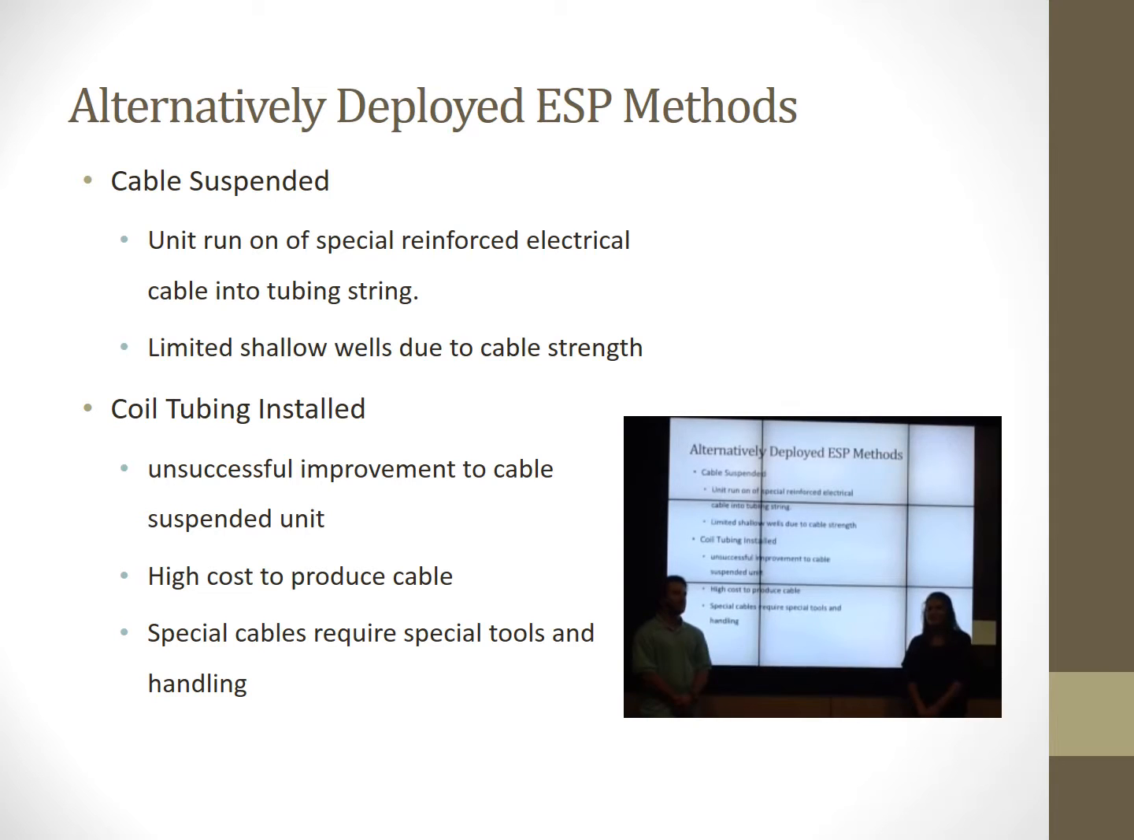Deployed ESP methods are methods that were made to run ESPs without the use of a rig in order to save on costs. The first one was a cable suspended, which ran the unit on electrical cable through the tubing string. It was limited to shallow depths because of the cable strength. So to improve on that, they tried to create one run on coil tubing. The improvements were not very successful.